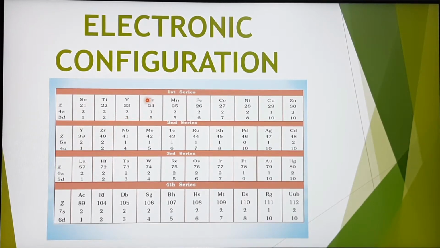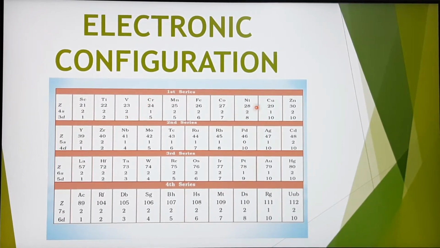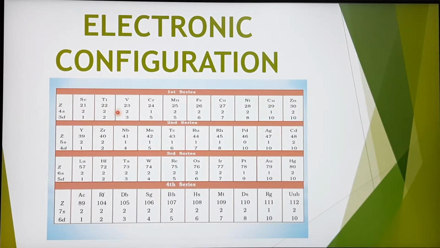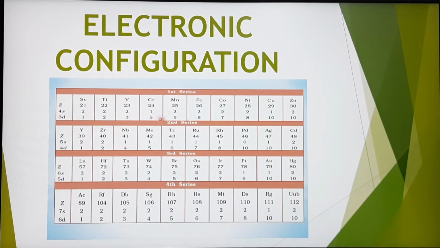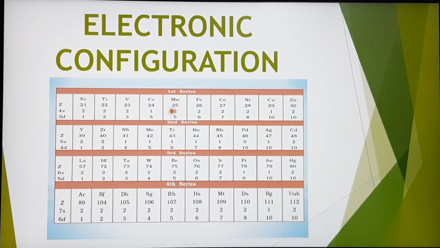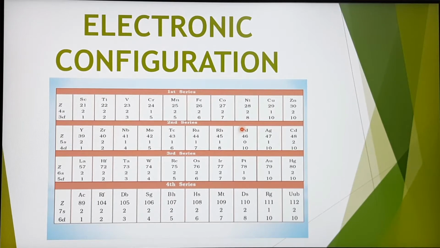In the case of chromium and copper, the configuration is an exception, meaning in the first transition series there are 2 exceptional configurations, which are copper and chromium. Why are these configurations exceptional? Because in chromium d5 configuration is there and in copper d10. So these orbitals are half filled and fully filled, so they are more stable.